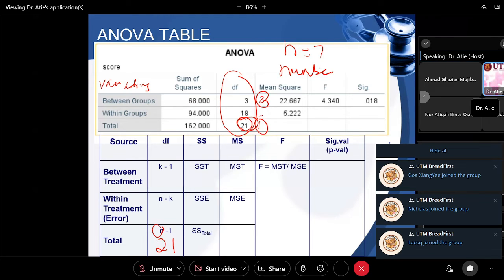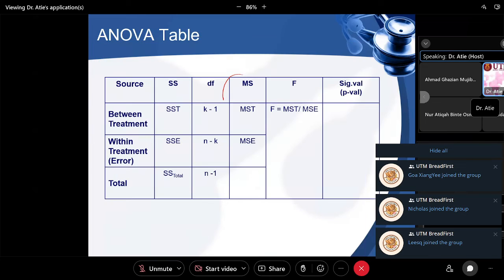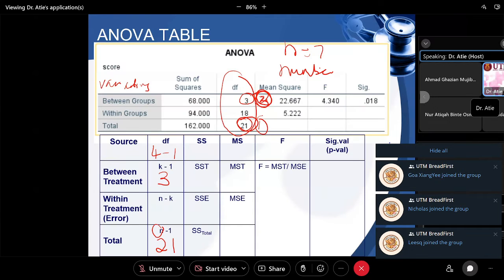The next one we need to calculate, the easiest, is number 2. Number 2 is K minus 1. As I told you, K is the number of groups. We have 4 treatments, so it means 4 minus 1, and that's the reason we get 3. Now, to get the within treatment number, we just take 21 minus 3, so we get 18. Or 3 plus 18, the total is 21.